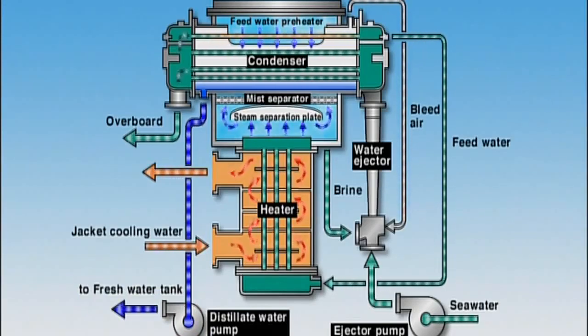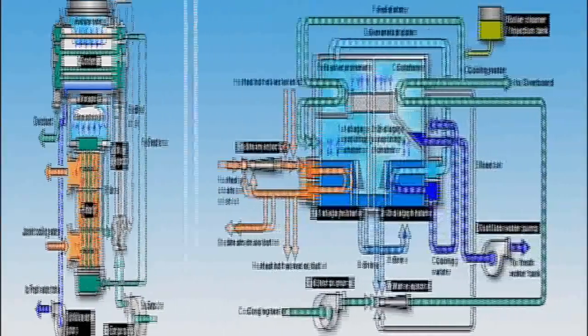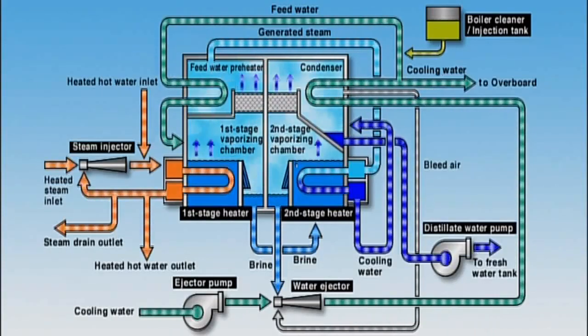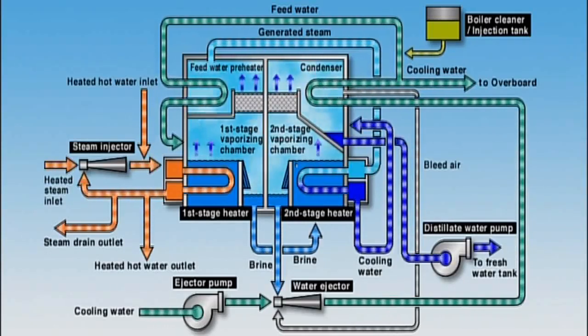There are several types of distilling plant, but the vacuum evaporation method is common to all. Shown here is a two-stage flash distillation type unit. This unit evaporates seawater with an evaporator and condenses the resulting steam into a supply of condensate. If operated properly, it allows you to eliminate all solid matter and obtain high-quality water.